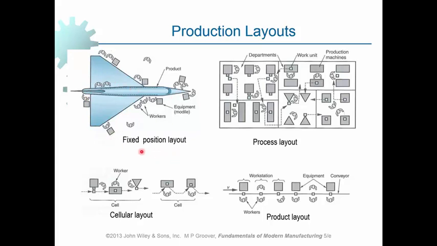What does this mean? It means that the position of the product is fixed and doesn't change, because the product is really big. It's not easy to make it move from one working station to another. Rather, we make the equipment or the machine tools move around it. So in fixed position layout, the product is in a fixed position, and it's the equipment that moves. They come close to the product while they are processing it, and once the task is done, they move away and another piece of equipment is brought next to the product.